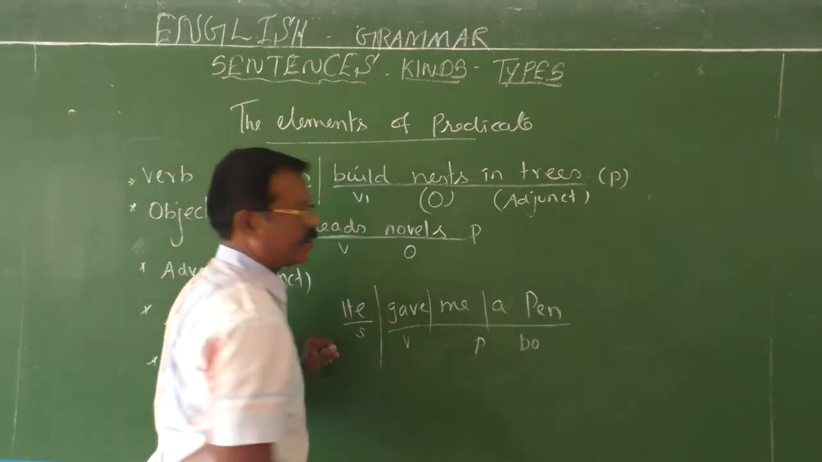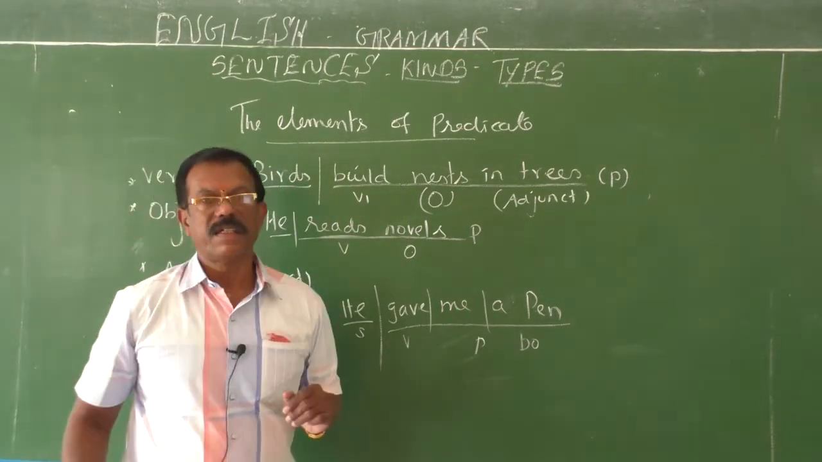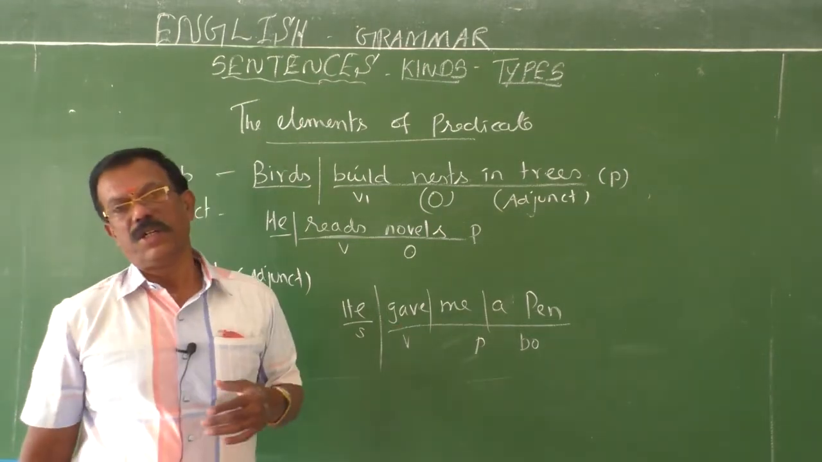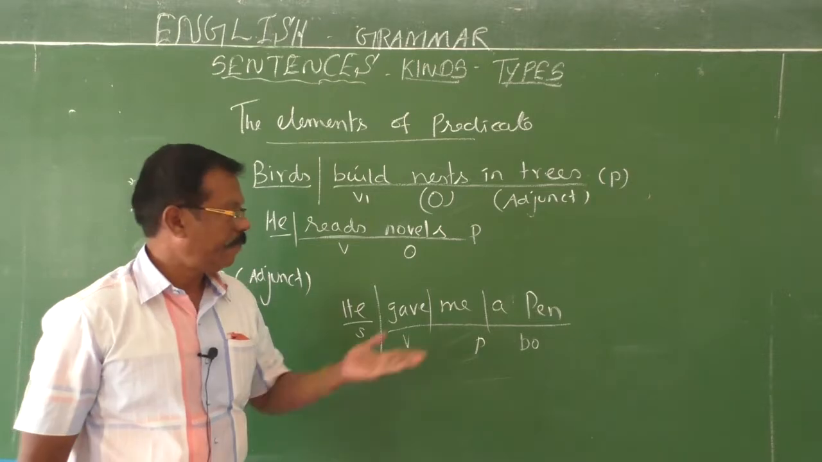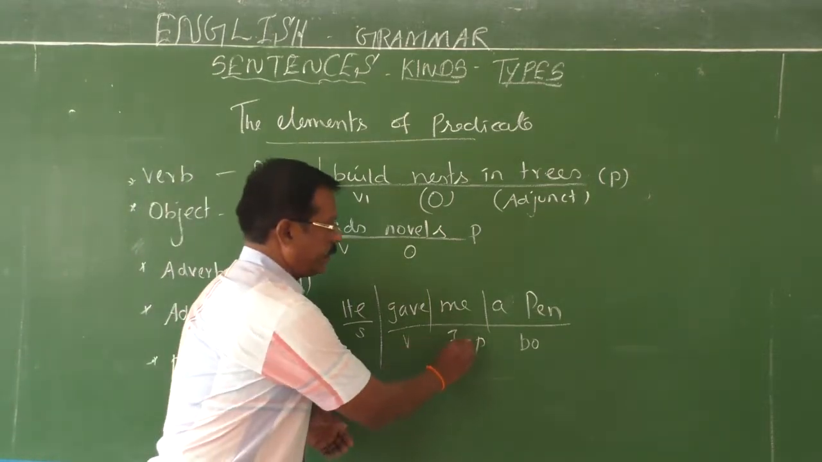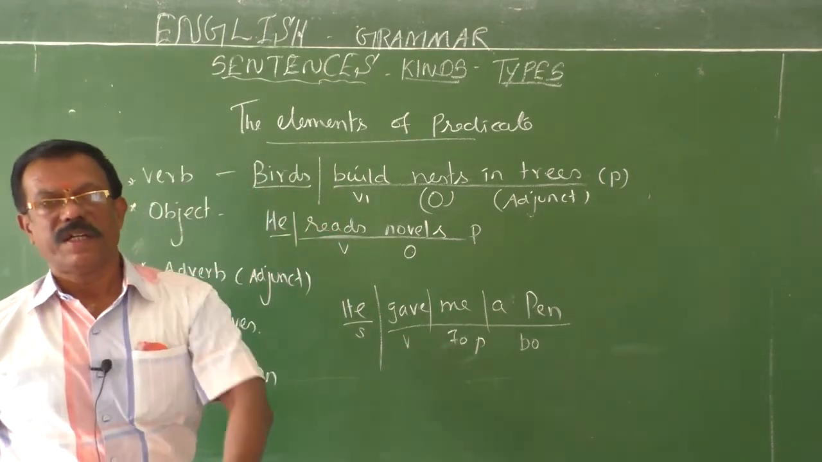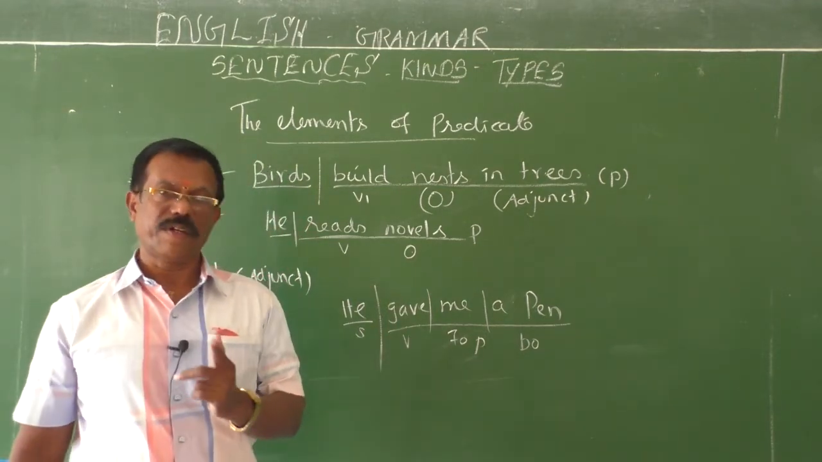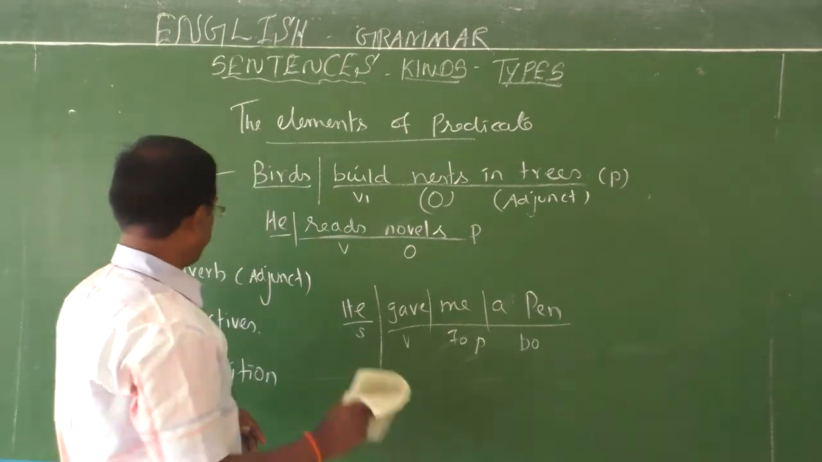This is a direct object. So the answer which you get for the question what is called a direct object. To whom was it given? Me. So it is an indirect object. So sometimes you may have direct as well as indirect object in the predicate part of a sentence. Okay? Nice. Then adverb.